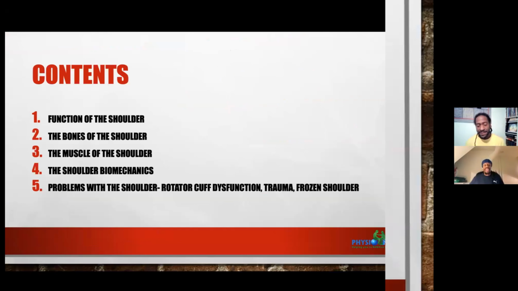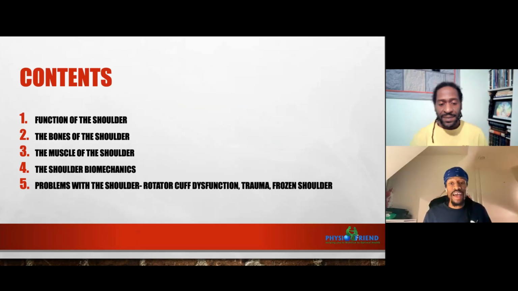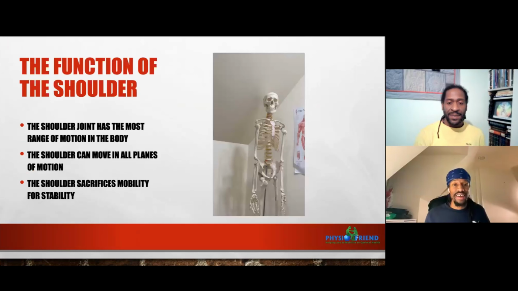Content of today: we look at the function, the bones, the muscles, the biomechanics of the shoulder, and some of the problems that can happen in the shoulder. Sometimes when we're learning about something, we can learn things a little bit more easily through the problems that we may have experienced, because there's a little bit of relativity there. So let's look at first the function of the shoulder.